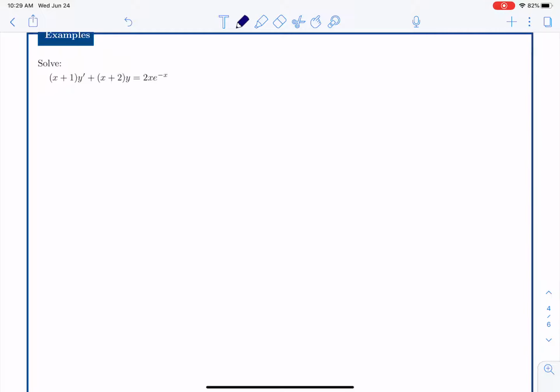Here is another problem which is a bit more involved. So the first step is to rewrite it in the form that we want. So I'm going to divide it by x plus 1 on both sides.